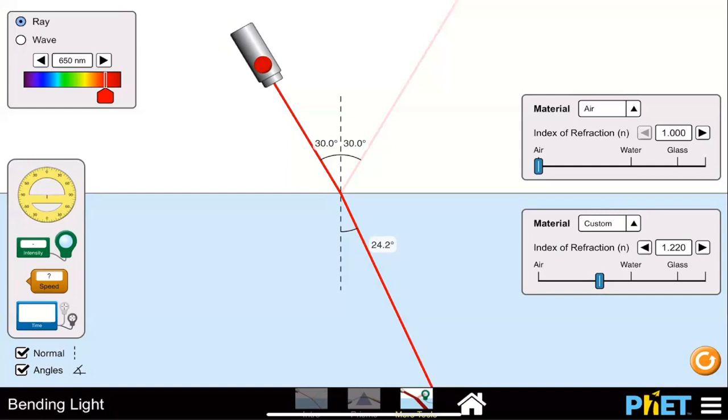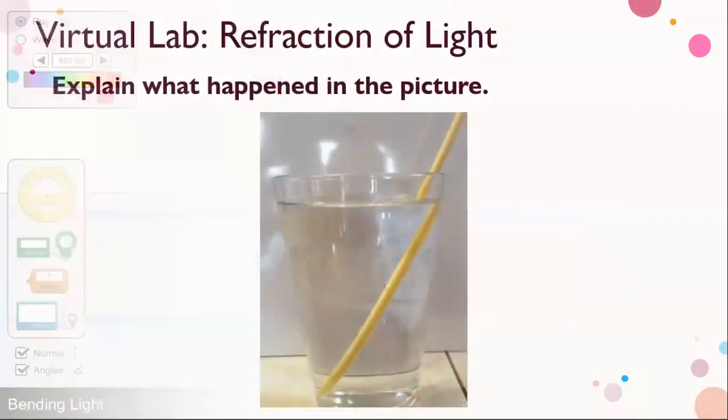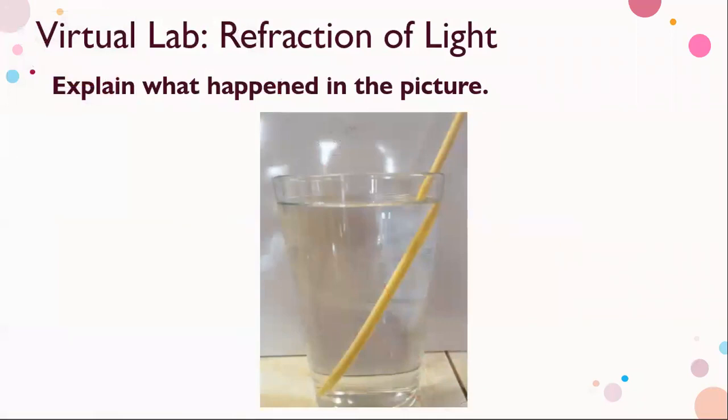So let's move on now to our last part before we end our discussion. I want you to explain what happened in the picture. Before we end here, refraction is everywhere because we are able to see through light. Here, there is a chopstick placed in a glass filled with water. And as we notice, the chopstick appears to be broken. So how will you explain this phenomenon?